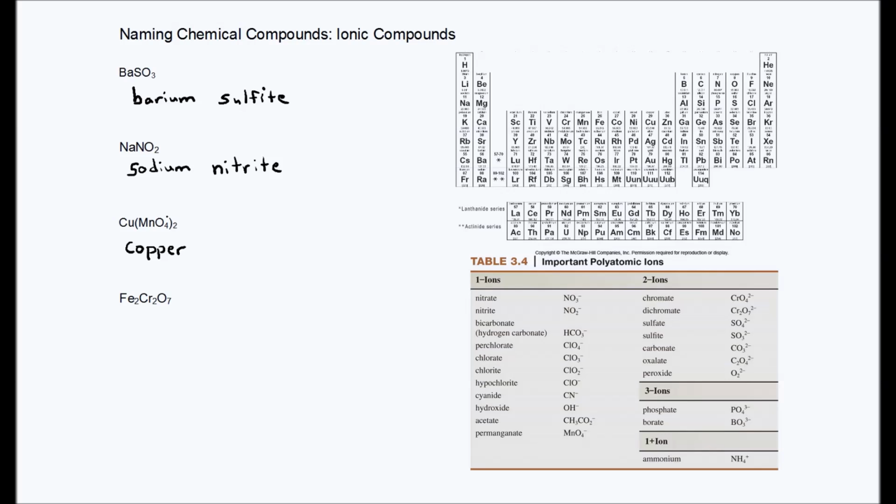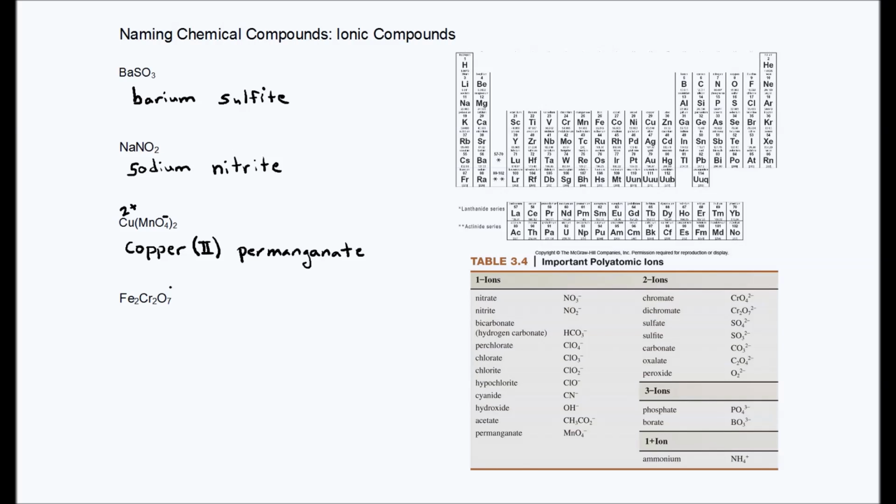MnO4 is permanganate. Each MnO4 has a -1 charge. I have two of them, so I have two negative charges, which means this copper must have two positive charges to offset it, because I only have one copper, you see. So this is copper 2, and then I name the polyatomic ion, permanganate.